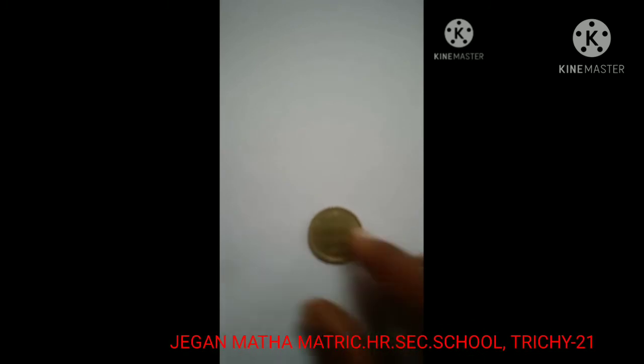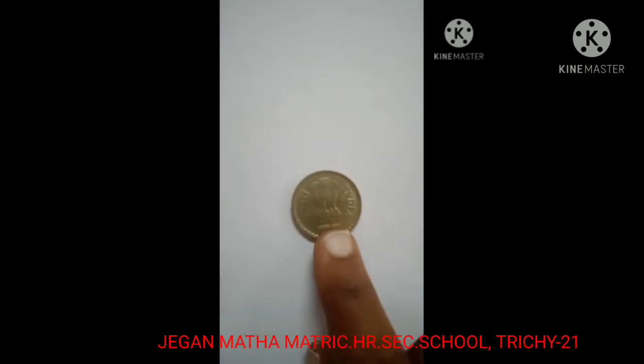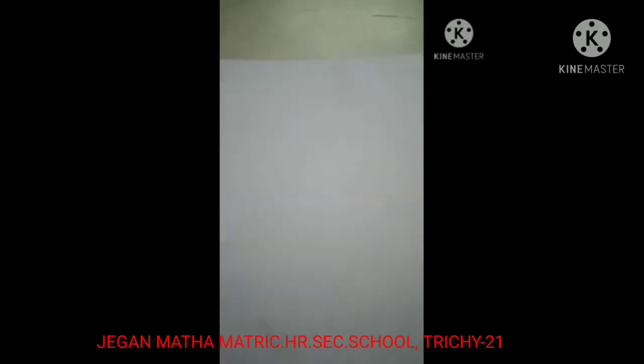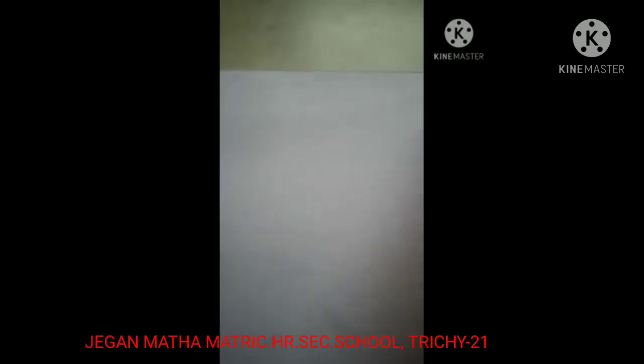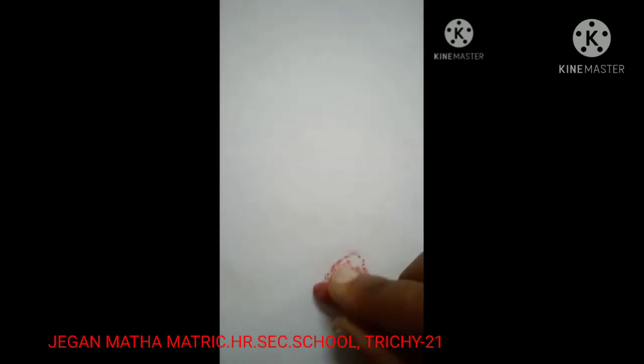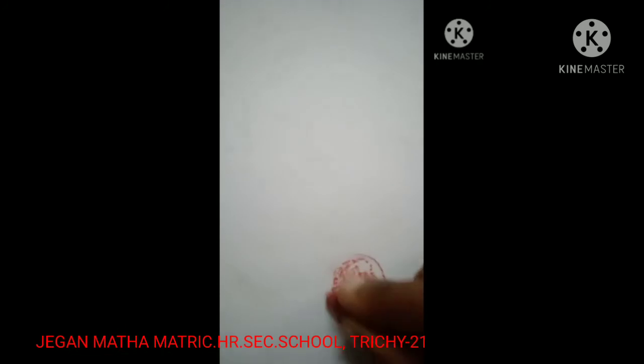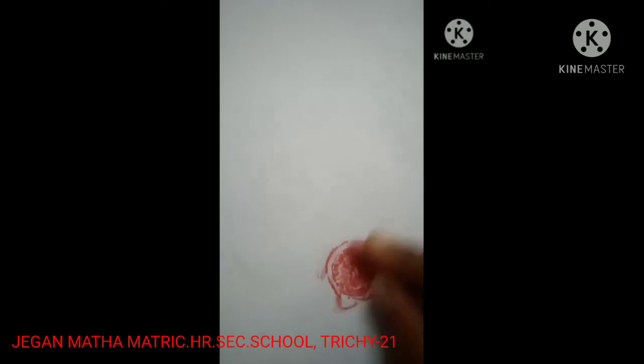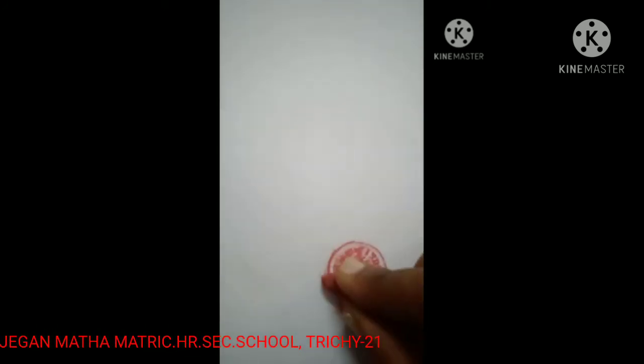Shall we do one activity, kids? Now take one coin and keep the coin below a paper. Below a paper, keep one coin and trace the coin.